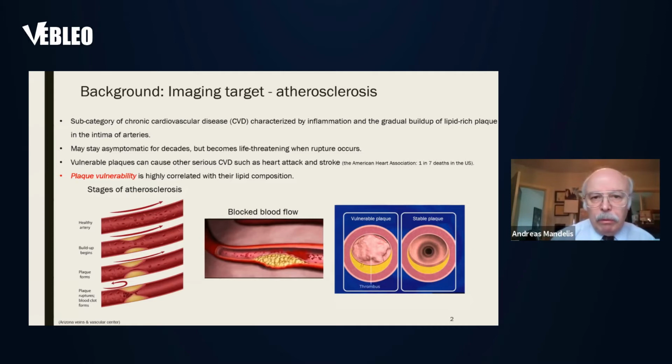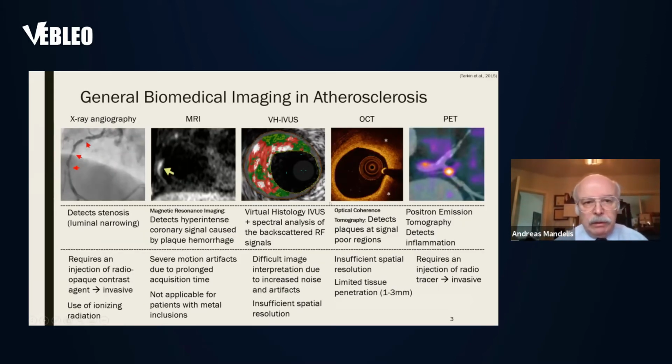So what the major technologies to date are, as I show here, first of all, X-ray angiography. This one detects stenosis, the narrowing of the lumen. However, it requires a radio-opaque contrast agent, and it is invasive. It also uses ionizing radiation. So that's something that you cannot take on for too long a time. So there is an issue there that has to be addressed. However, it is essentially the golden standard of today's surgery.